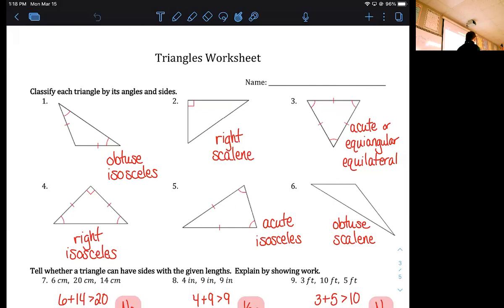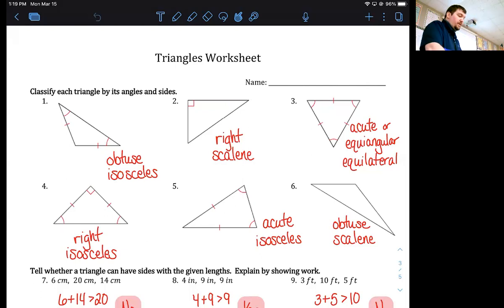So the first 6 questions had you classify the triangles by their angles and by their sides. Number 1, the obtuse angle there makes it an obtuse triangle, and 2 sides and 2 angles are the same, so it's isosceles. Number 2, it's a right triangle, and none of the sides and angles are the same, so it's scalene.